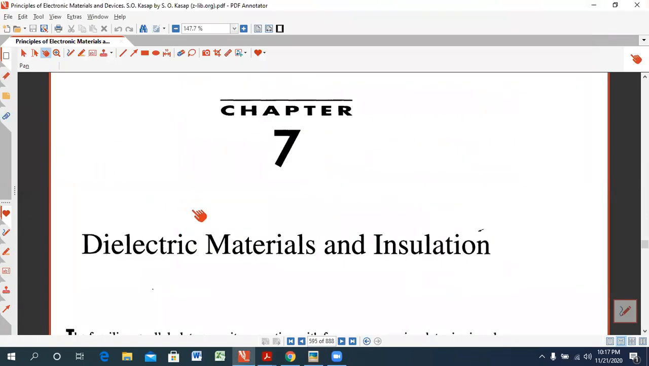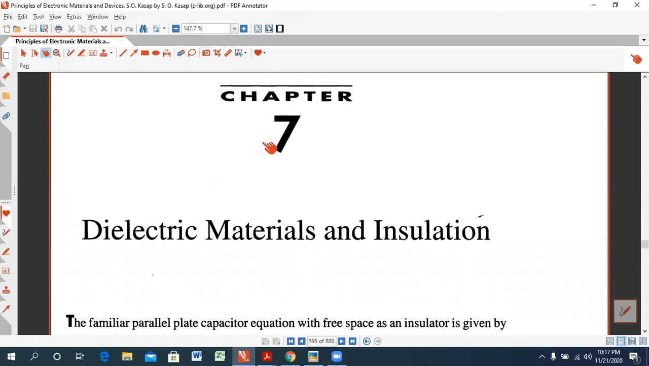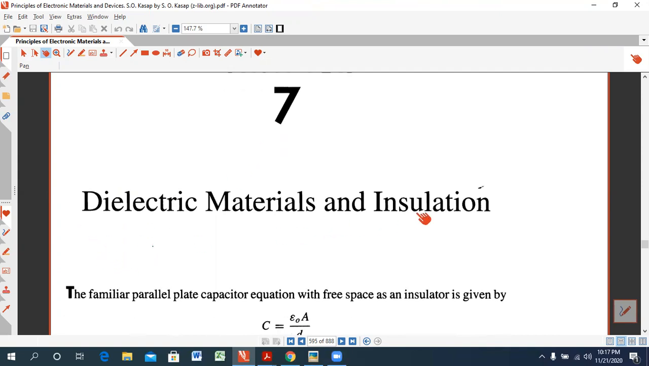Now we will start from chapter number 7, and the name of this book is The Principles of Electronic Materials and Devices by Kasap. So that was from the Kasap book. So we will start our first lecture. The topic will be dielectric materials and insulation.